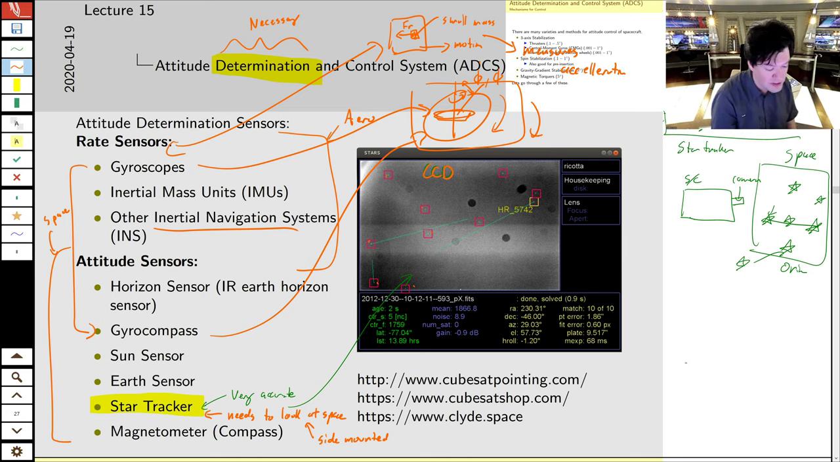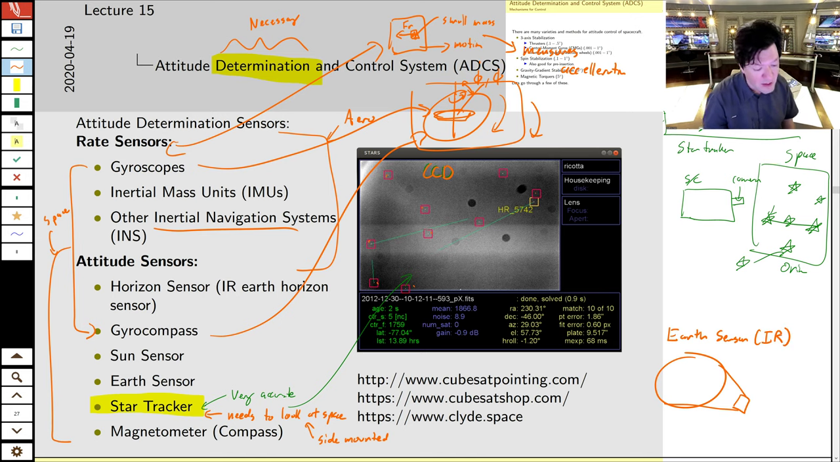There's some other options in space. So here's your Earth, here's your satellite. Another relatively cheap and reliable way of orienting in space is to look at the Earth. So Earth tracking spacecraft. If you look at the Earth, and this is especially good in low Earth orbit, so this is the Earth tracker. Essentially, you can do this in infrared. In infrared, it's very easy to distinguish the Earth from space, even at nighttime, because the Earth is warm and space is cold. And so you can figure out where the horizon of the Earth is.